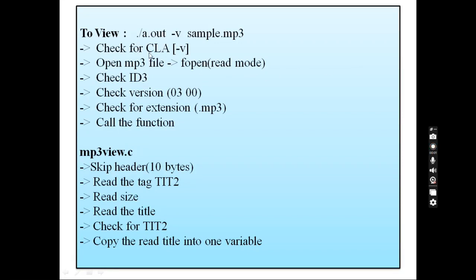These are the steps to perform the view operation. To view, we are going to pass ./a.out followed by -v and the file name. So -v will represent that we are performing the view operation, and this is the file name. We have to give the file name along with the .mp3 extension. First we have to check for the command line argument. To view the details of our mp3 file, we have to check whether we have passed the option -v.